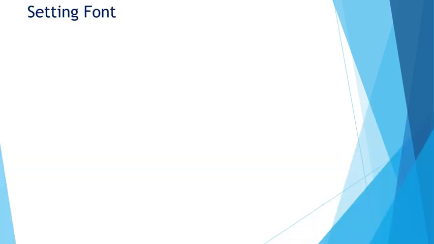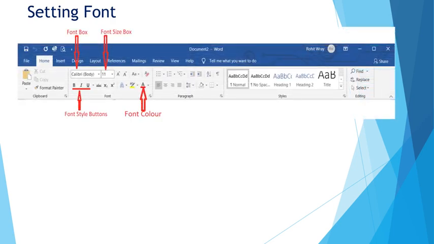Setting font. Whenever you open a Word document, the ribbon appears on the top of the screen. When the home tab is pressed, you will see these four options: the font box, font size box, font style buttons, and font color options. So these features are available on the home tab as shown in the figure.